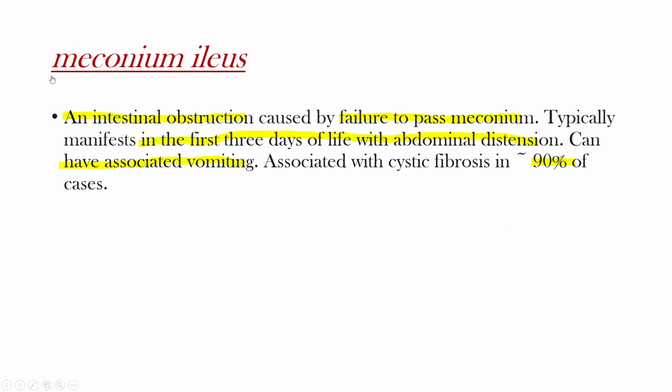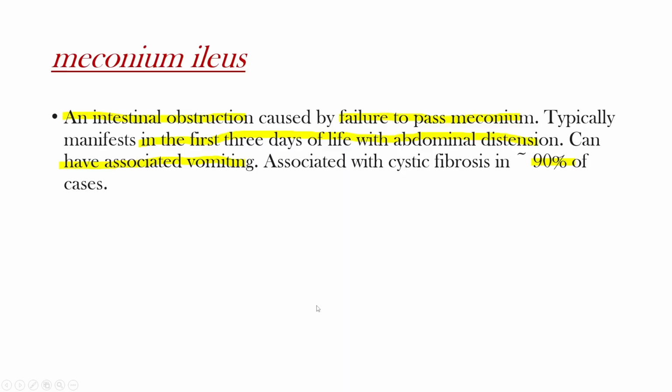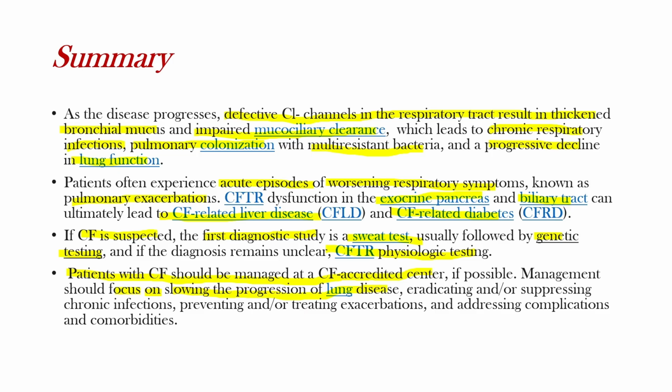So, what is a meconium ileus? It is an intestinal obstruction caused by a failure to pass meconium, which is the stool in the first 3 days in the newborn. It typically manifests in the first 3 days of life with abdominal distension. It is associated with cystic fibrosis in 90% of the cases. It can be diagnosed from an X-ray. So this is an X-ray of meconium ileus.